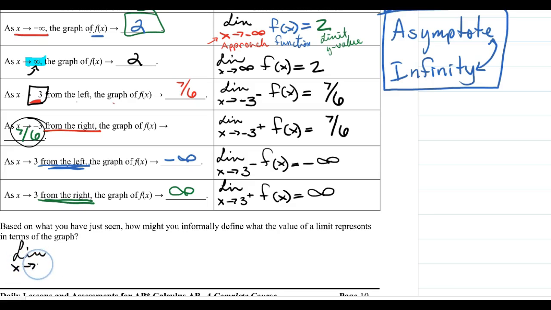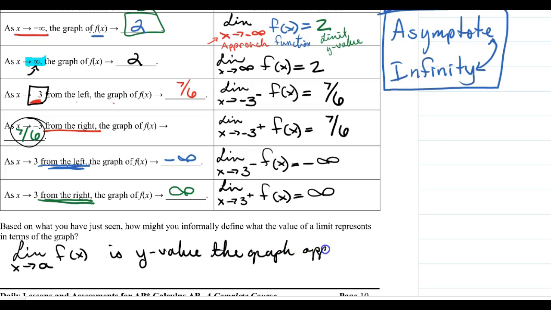Based on what we've seen then, we can conclude that the limit as x approaches really any value, which I'm going to call a, this is some x value a, for a given function, is the y value that the graph approaches as x approaches a. So the limit always is going to equal a y value.